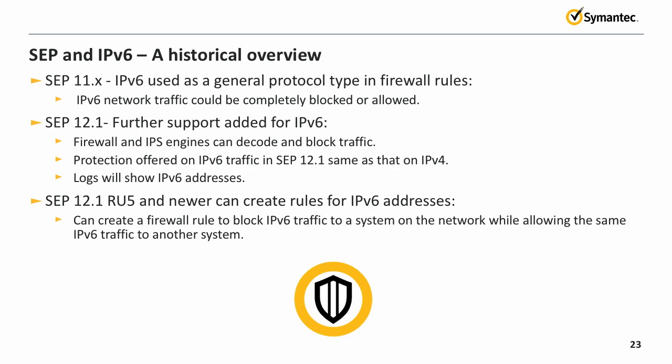You can create a firewall rule to block IPv6 traffic to a system on the network while allowing the same IPv6 traffic to another system.